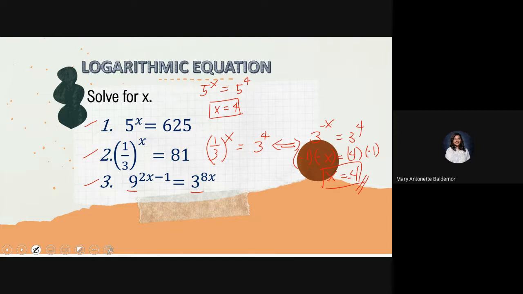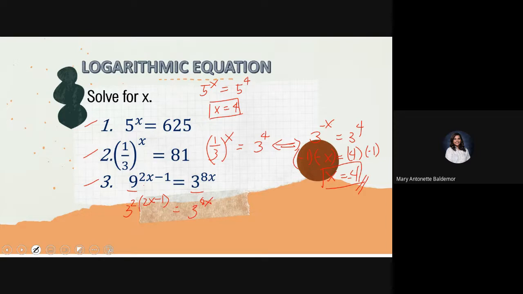Okay, so we know that 3 times 3 is 9. So we can rewrite it as 3 squared and then copy the exponent. 2x minus 1 is equal to 3 raised to 8x. So as you can see, they already have the same base, so we can now evaluate the exponents. If they are equal, that means the exponents are also equal.